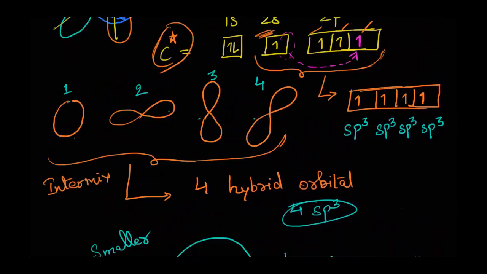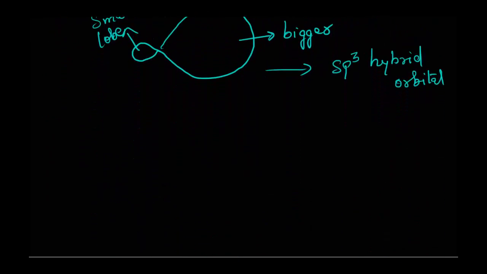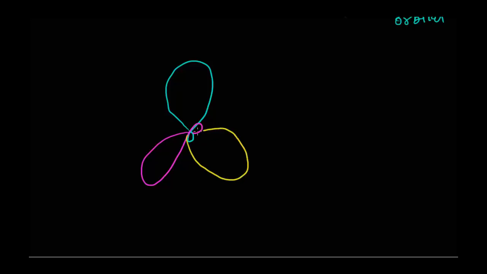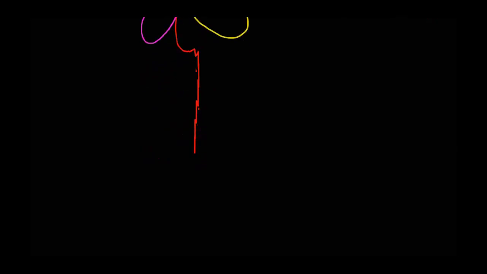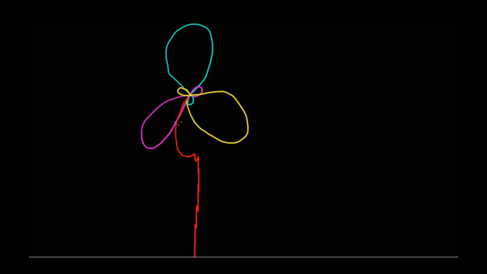Now if I have to arrange these 4 sp3 hybrid orbitals of carbon in space, how will I arrange them? Let's say this is my carbon. This is my 1st sp3 hybrid orbital, this is my other sp3 hybrid orbital, this is the third sp3 hybrid orbital, and this is the 4th sp3 hybrid orbital. So they arrange themselves in a geometry called tetrahedron.